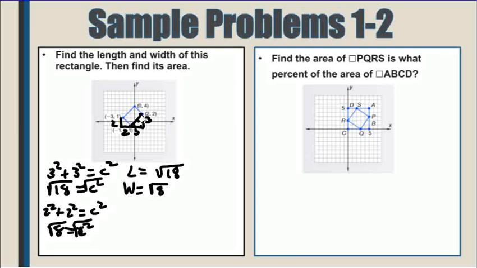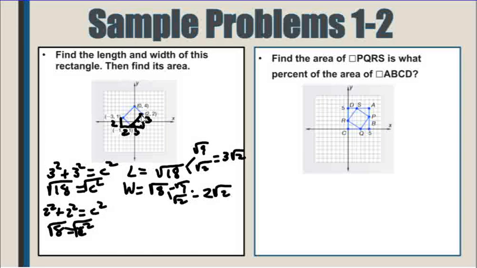Now we need to simplify this. The square root of 18 would be like the square root of 9 times the square root of 2, which will give us 3 times the square root of 2 as our length. 8 would be the square root of 4 times the square root of 2, which will give us 2 times the square root of 2. To find the area of a rectangle, you take our length, 3 times the square root of 2, times our width, 2 times the square root of 2, and get our answer.